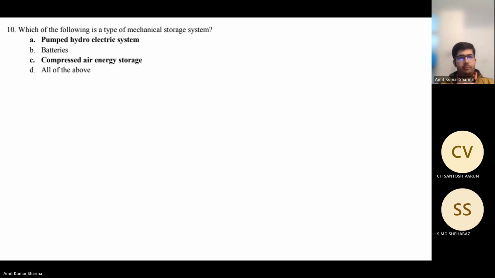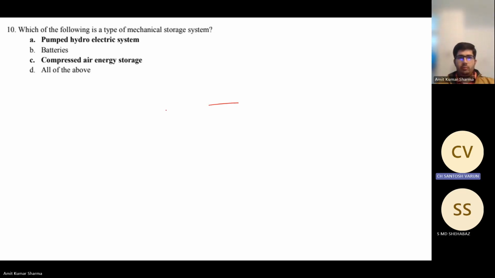Any answer? It's option A and C. Okay. And what are the reasonings? It's mechanical energy storage system. So we can get pumped hydroelectric system where you can store the water at a greater potential energy, and that potential energy again can be converted into mechanical energy where you can in turn generate electricity again. Okay. So that is one thing.